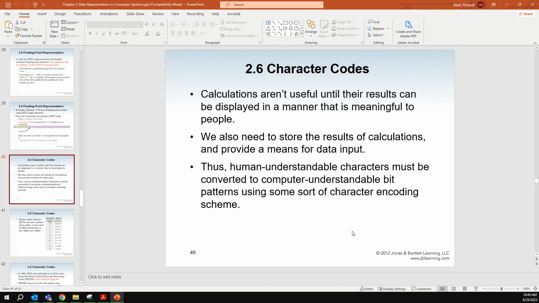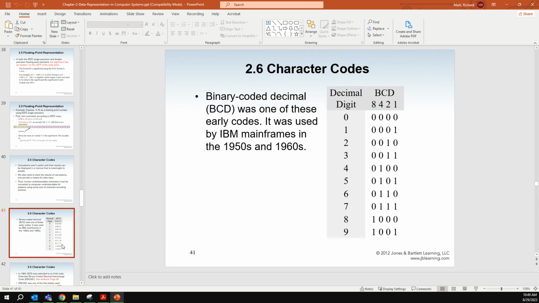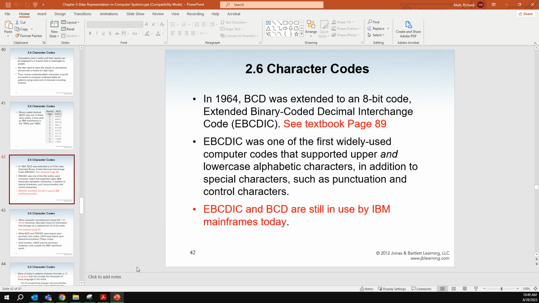Character codes. Calculations are not useful until the results can be displayed in a manner that is meaningful to folks. So we also need to store the results of calculations. Human understandable characters have to be converted from computer understandable bits and patterns. So we have to convert these so that humans can understand. There are different kinds of character codes.